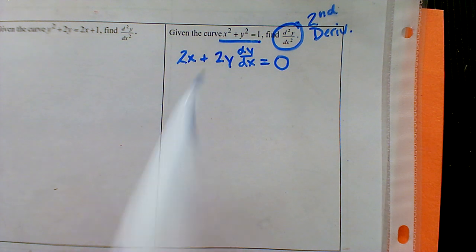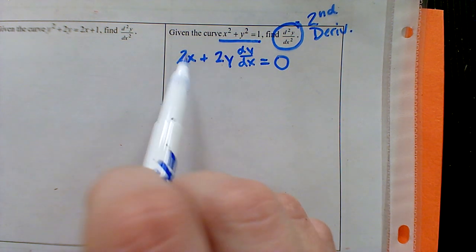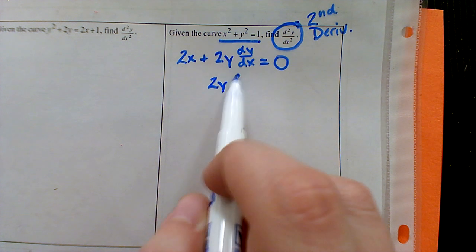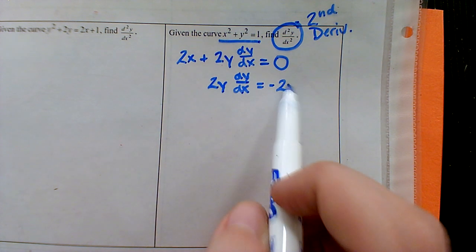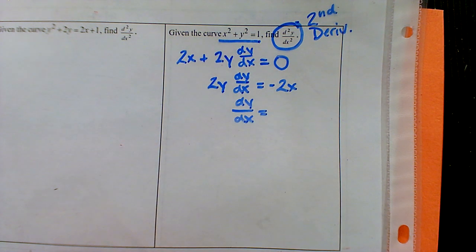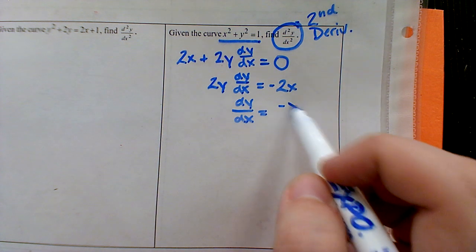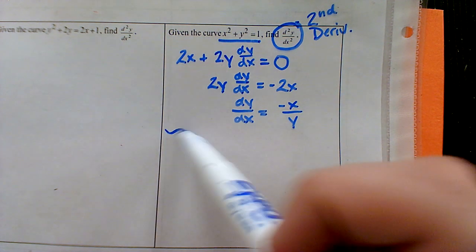Alright, let's clean it up. We're going to get dy over dx all by itself, so maybe subtract the 2x and divide over the 2y. The 2's would cancel, so we're left with negative x over y. That's the first derivative. They wanted us to find the second.